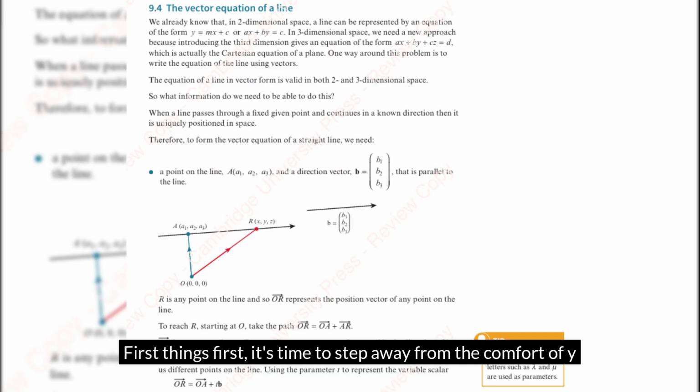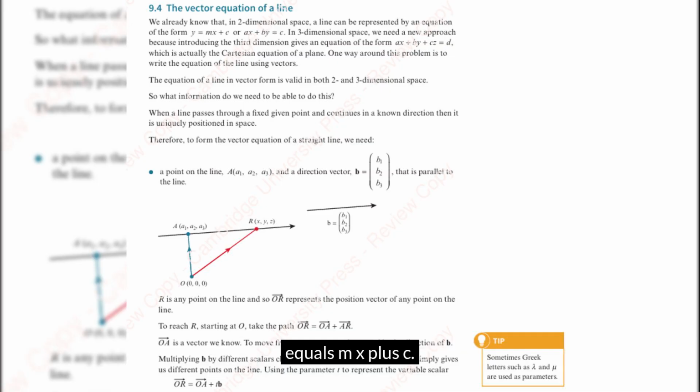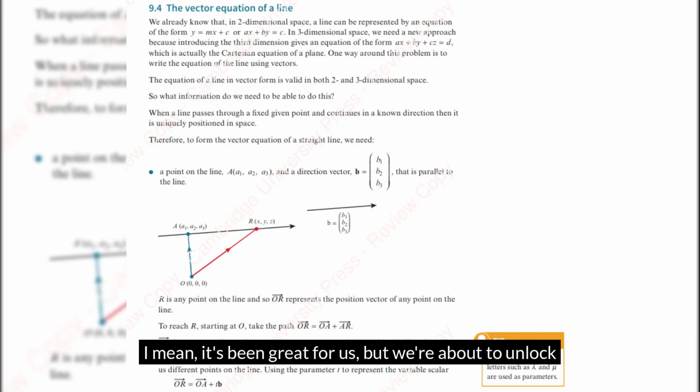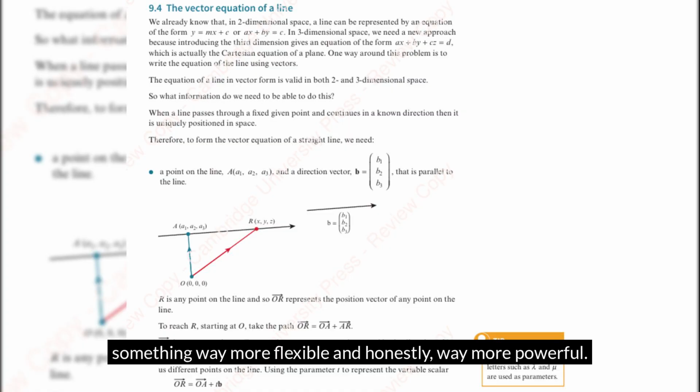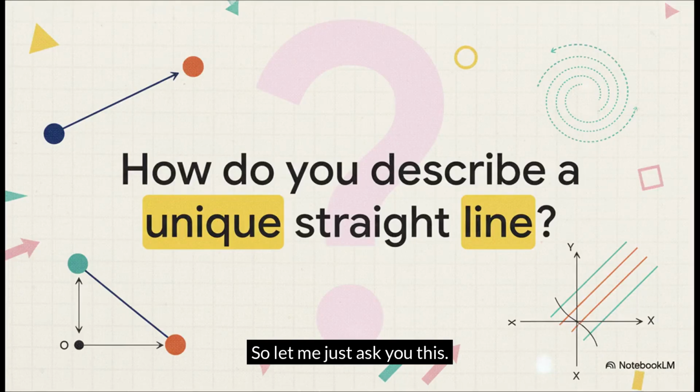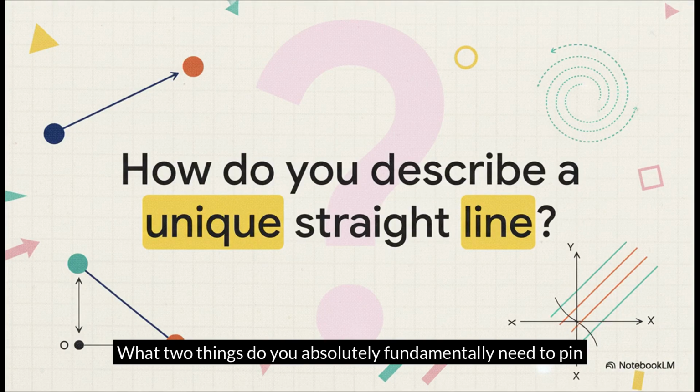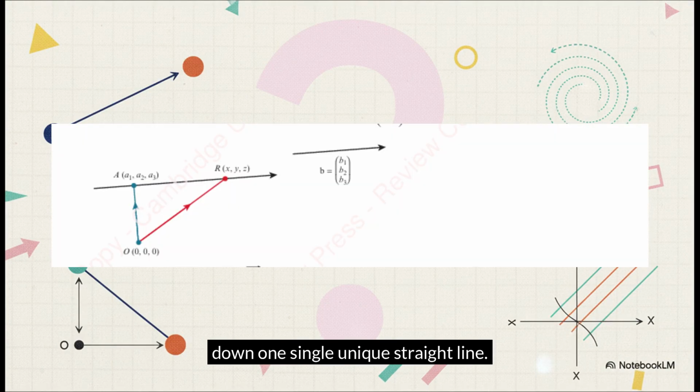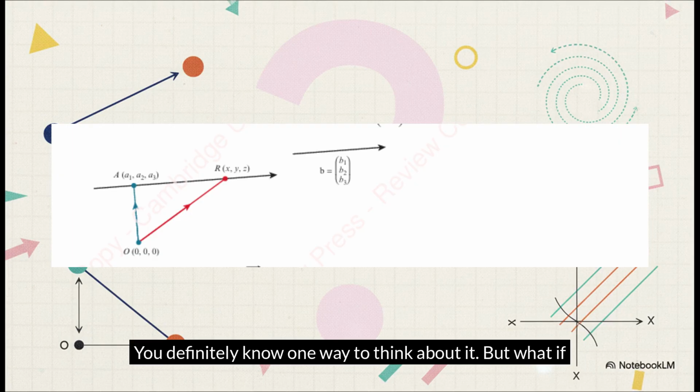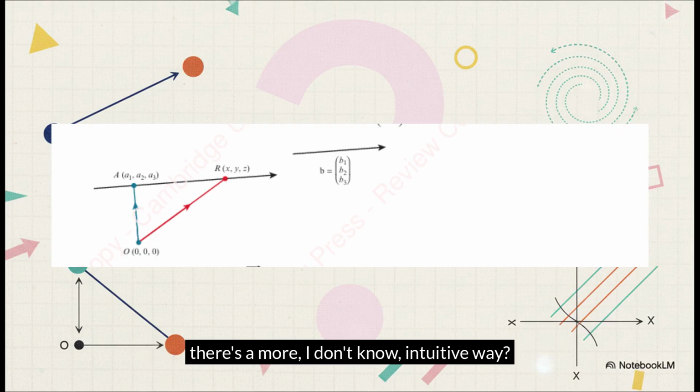All right, first things first, it's time to step away from the comfort of y equals mx plus c. I mean, it's been great for us, but we're about to unlock something way more flexible and, honestly, way more powerful. So, let me just ask you this. What two things do you absolutely fundamentally need to pin down one single unique straight line? You definitely know one way to think about it. But what if there's a more intuitive way?